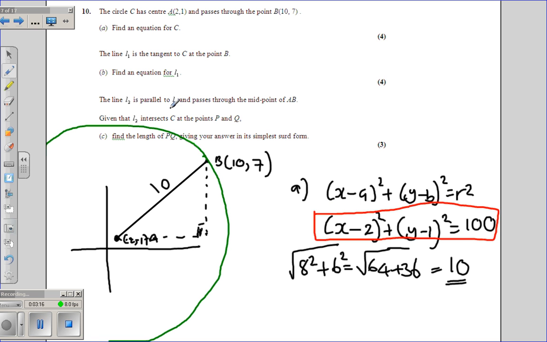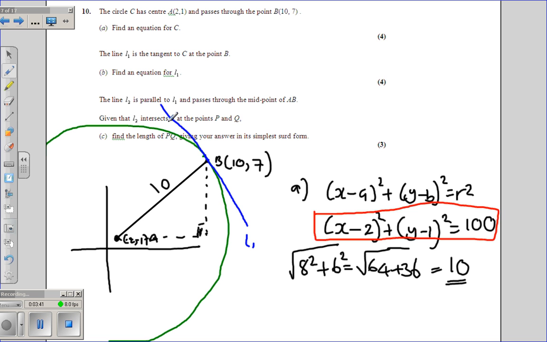Now, part B, we may have to go on to another page. We'll see what it asks us to do. The line L1 is the tangent to C at the point B. So tangent, there we go. That's the line L1. Find the equation for L1.